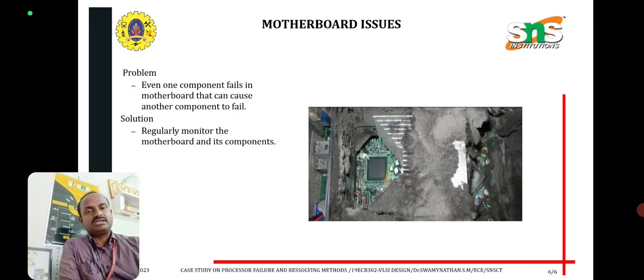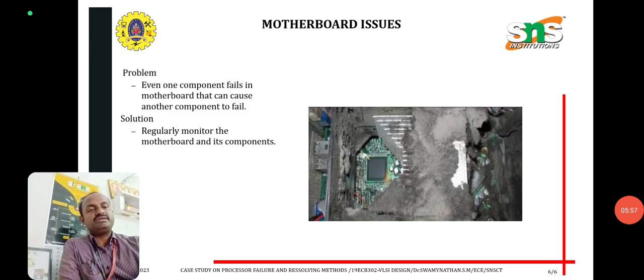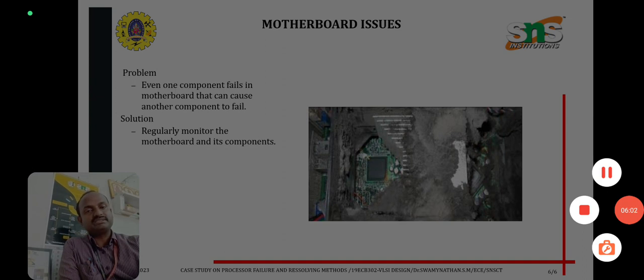That's all. So these are all the methods we need to reduce processor failures in terms of overheating, power issues, motherboard issues, and other connecting methods. Everything is so that we use the processor effectively.